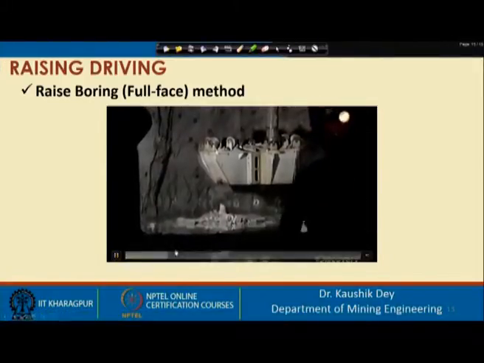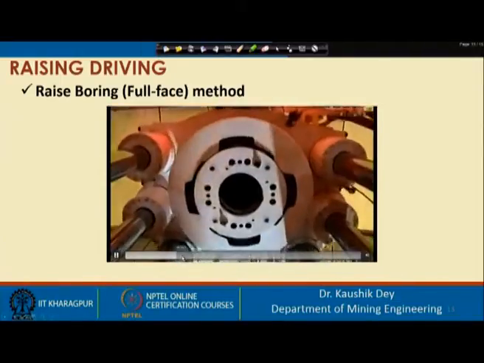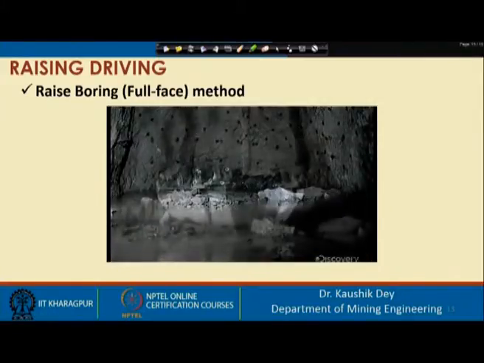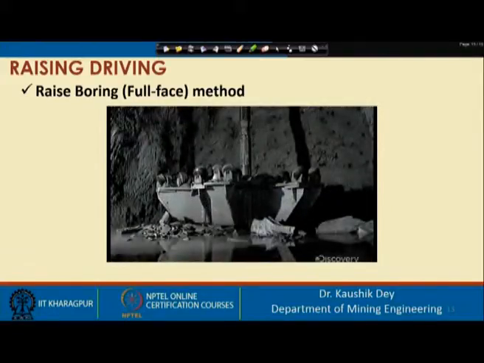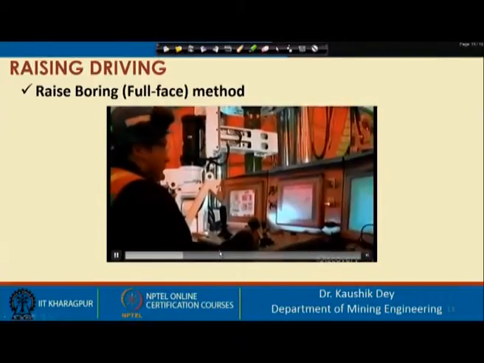Let's see how it works. First, the reamer is positioned in the target zone of an existing shaft. You can see the rotation of the reamer attached to the drill pipe.